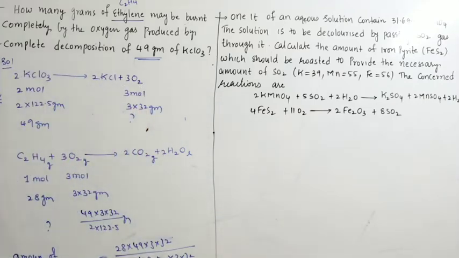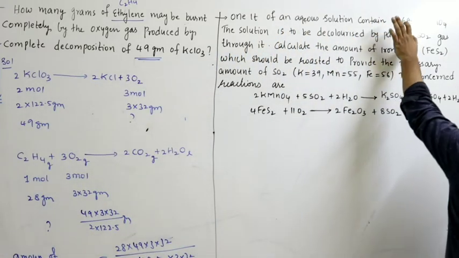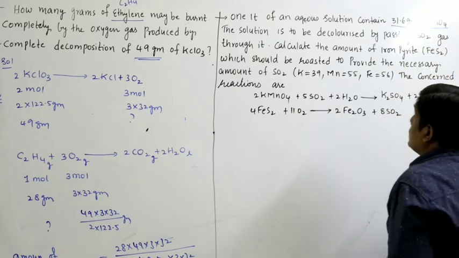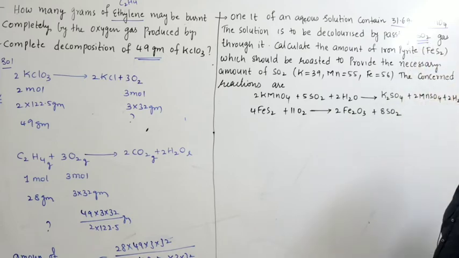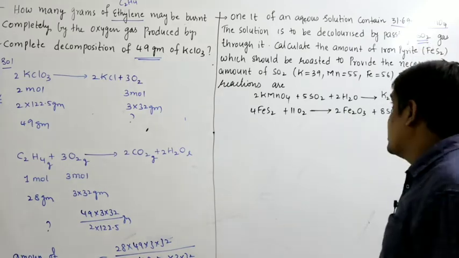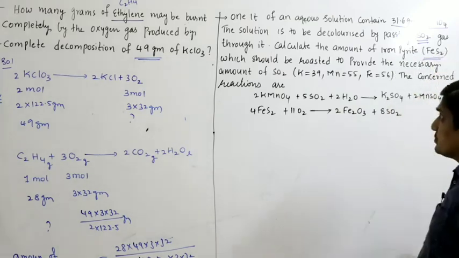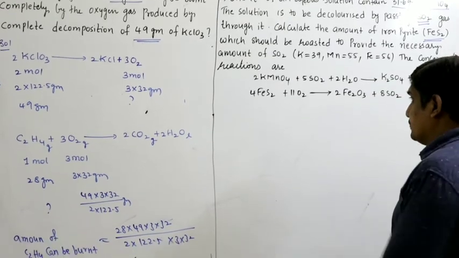So let us do this problem in simplified form. 1 liter of aqueous solution contains 31.6 grams of KMnO4. The solution is to be decolorized by passing SO2. What is the meaning of decolorization, we will study in the respective chapter. Calculate the amount of iron pyrites which should be roasted to provide the necessary amount of SO2.